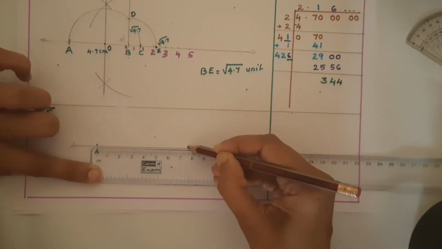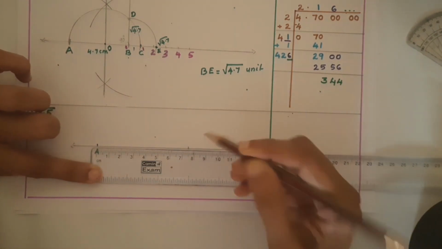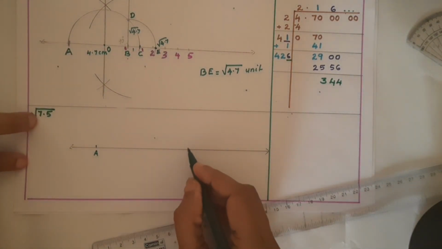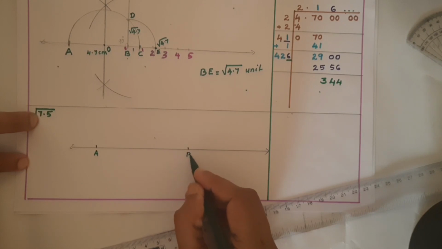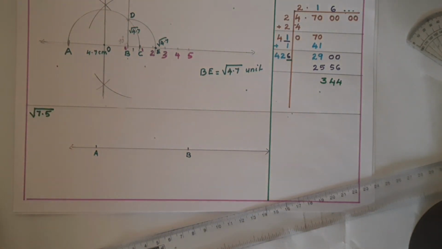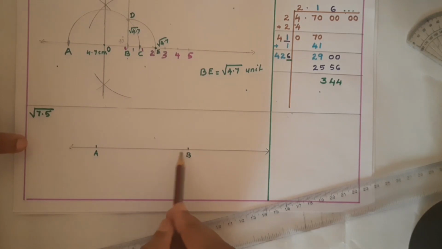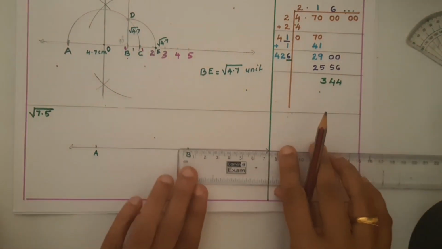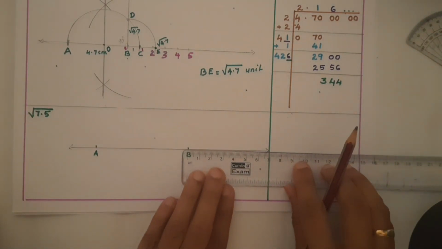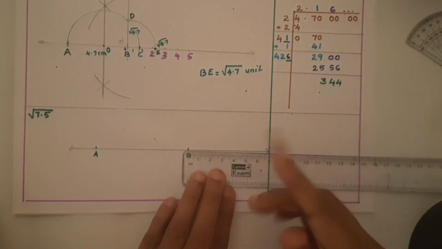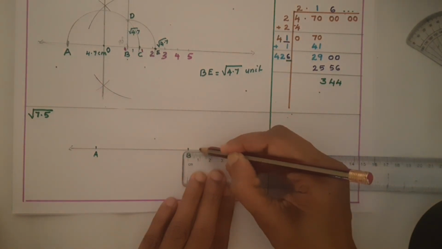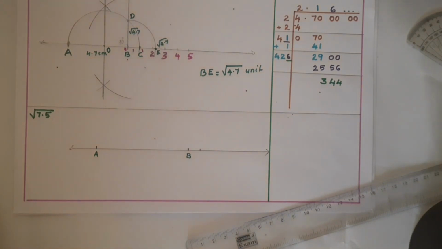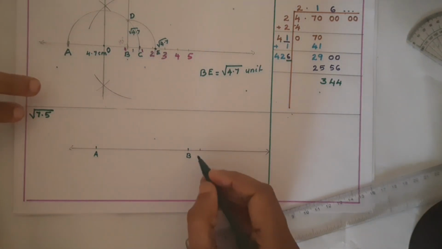7.5. Can you see 7.5? So I named it as B. Okay. What is the next step? We have taken 7.5. Then we have to take 1 more centimeter from B. And name it as C.